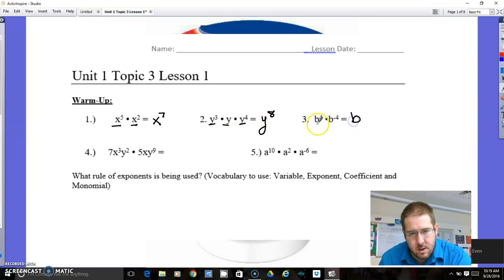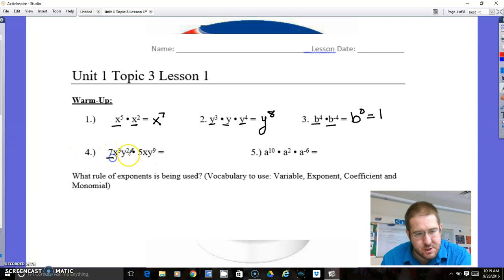Same base here, so you've got a base of b, add the exponents, makes 0, and then anything to the 0 power is 1. Question number 4, this time we have what's called a coefficient. 7 times 5 makes 35, and then we have x. Okay, so we've got two bases now. We've got an x and a y. So I'm going to put the x and the y.